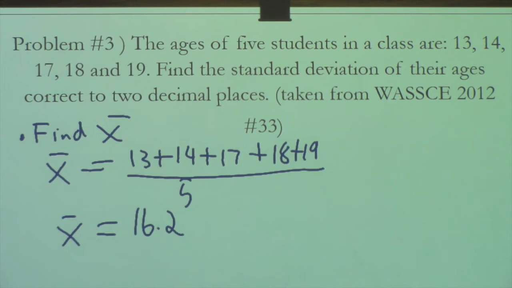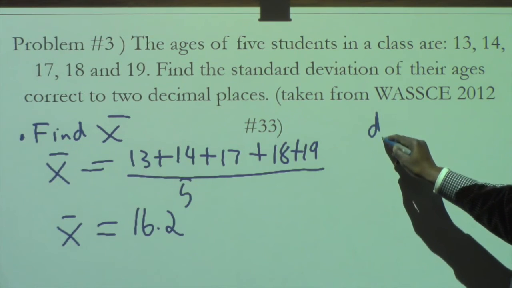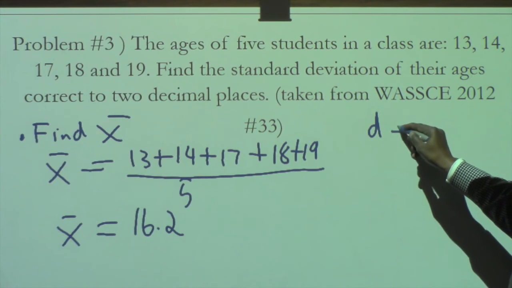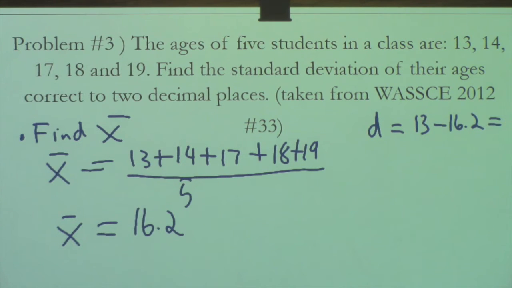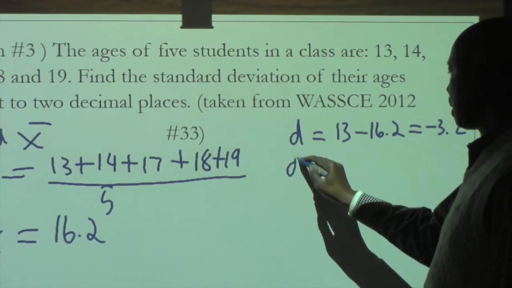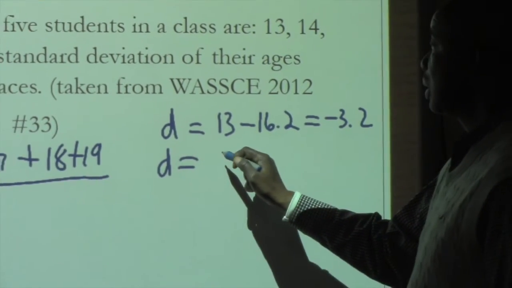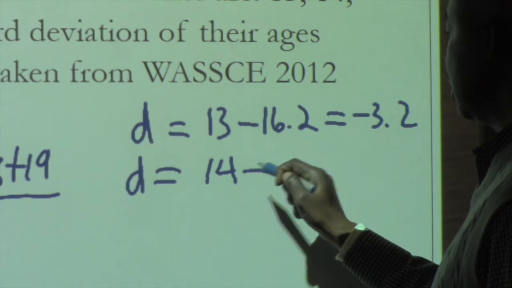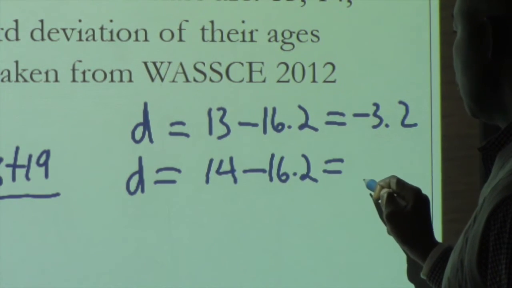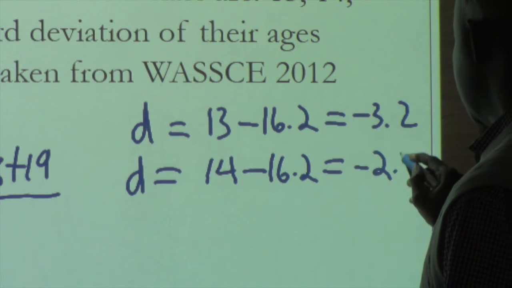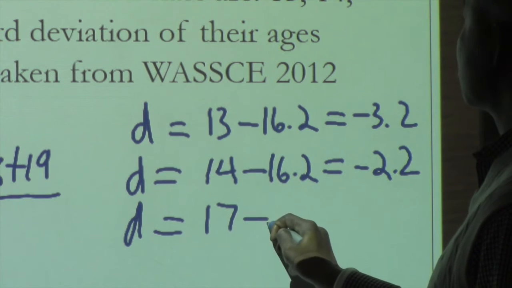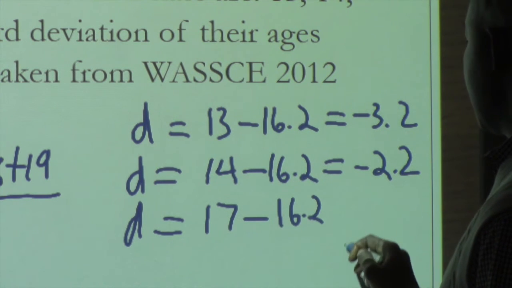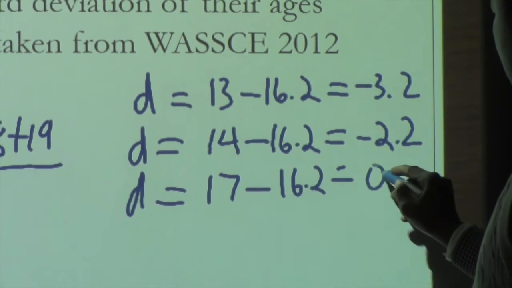So we got x bar. So what we need to do is to find the deviation for each one. So let's find a deviation. So the deviation for the first one: we're going to take the first number, which is 13, minus our 16.2, we're going to have negative 3.2. Then we do the next one. This time the next number we have is 14 minus the mean 16.2. We're going to have here negative 2.2. Then we do D, the next number we have is 17 minus 16.2. So here we're going to have 0.8.